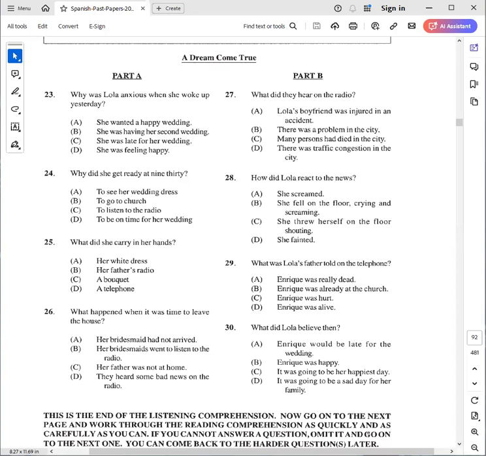So she wanted a happy wedding. She was having second wedding. She was late for her wedding. She was feeling happy. So the option here, or the closest option here for number 23 would be A. She wanted a happy wedding. Why did she get ready at 9:30? So that answer is D, to be on time for her wedding. Number 25, what did she carry in her hands? C, a bouquet. And number 26, what happened when it was time to leave the house?